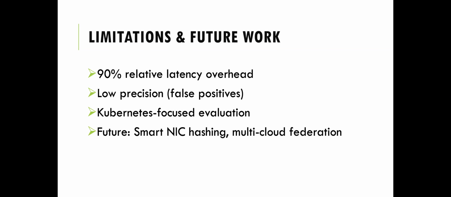The current limitation is the 90% latency. We want to continue to work on reducing the latency, and we want to work on the low precision areas as well. The overall work is a more native AWS Kubernetes approach, which was the primary infrastructure stack we used. The future work is more on smart NIC hashing and using multi-cloud federation to improve the latency and precision.